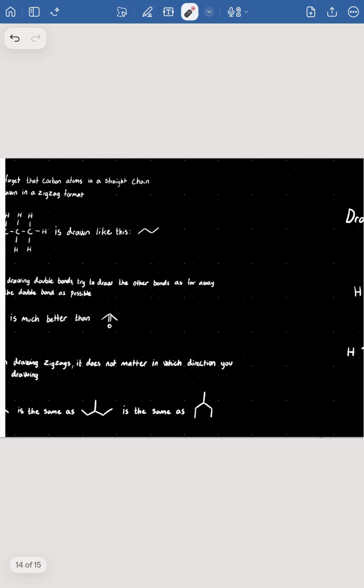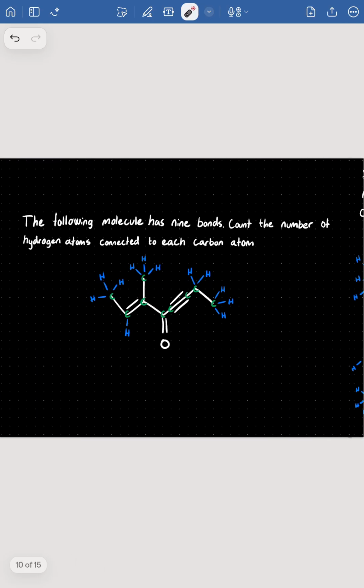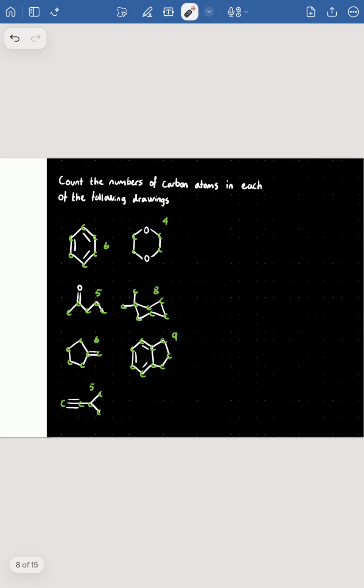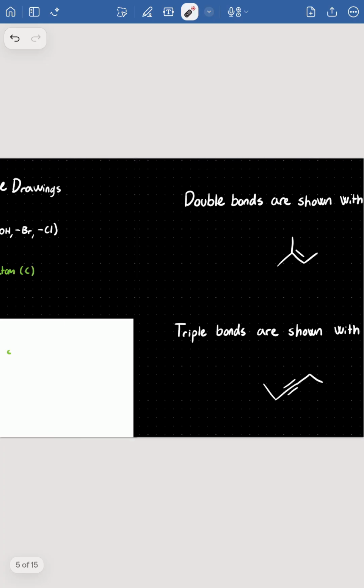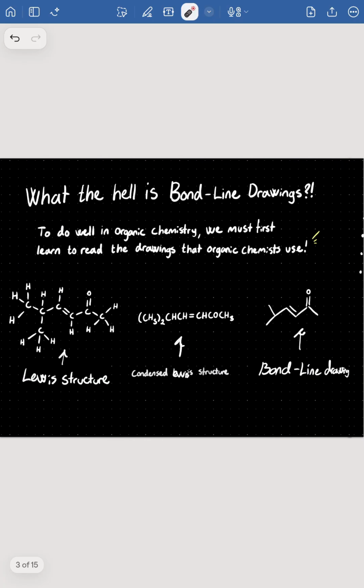Is there anything else I want to add? No. So yeah, that was just a simple introduction to bond-line drawings. So how to read bond-line drawings.